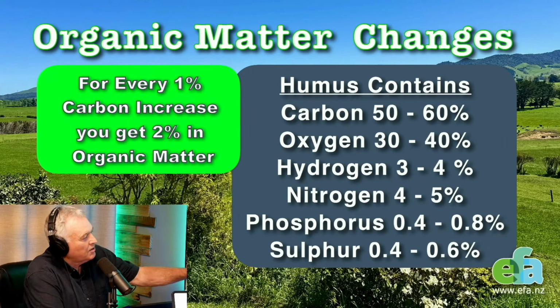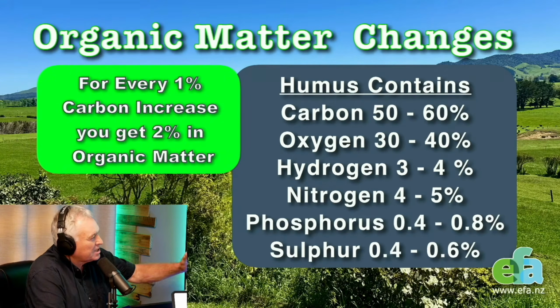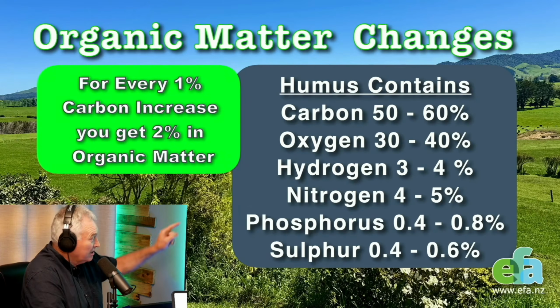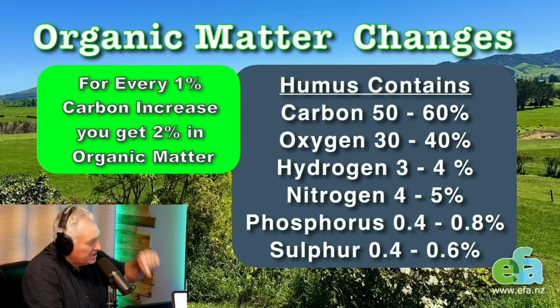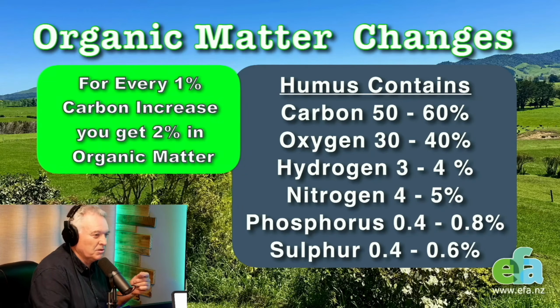And look over to the right-hand side of the screen. It says humus contains 50 to 60% carbon. So this is double the number. You get organic carbon in the soil, and you just double it up and you get the amount of humus in the soil.